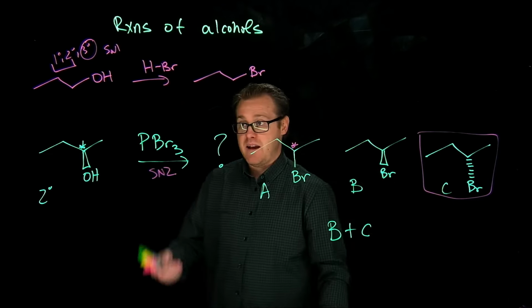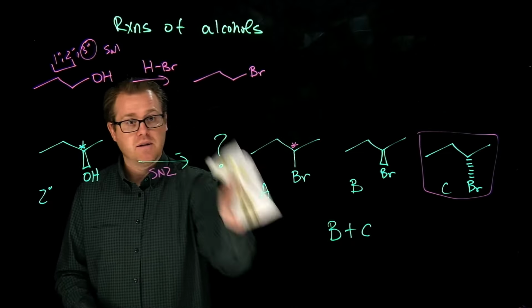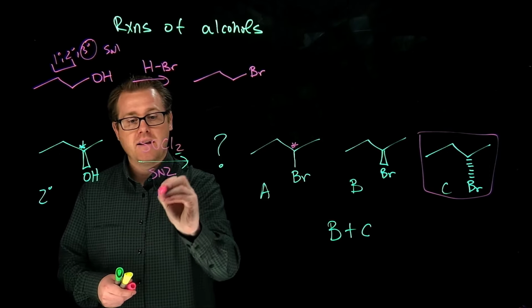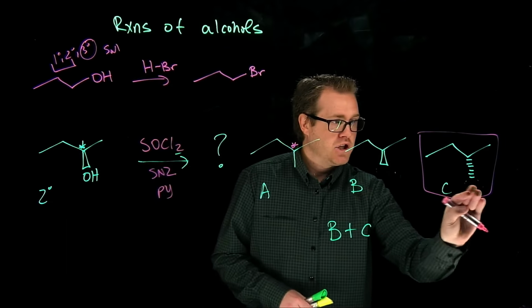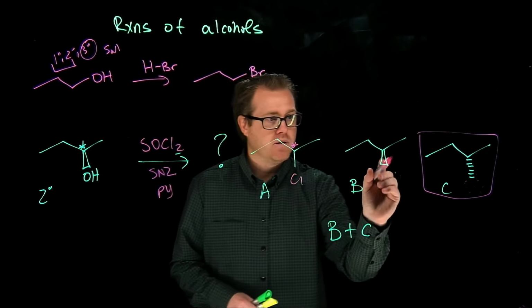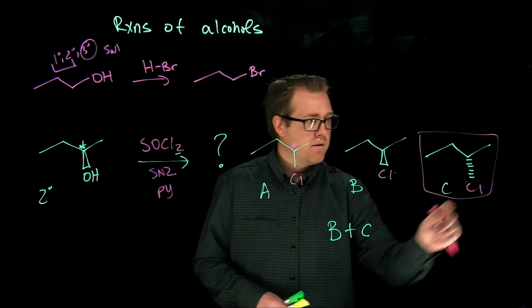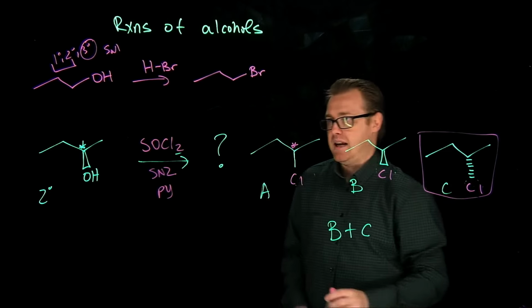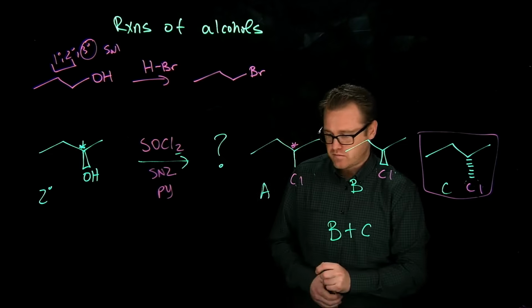You would see that same process if I change these reagents to thionyl chloride. If I changed it to thionyl chloride and some pyridine, the answer choices would change here a little bit. We would just put the chlorine. There's our chlorine, right? What would the answer choice be? It would still only be C because it proceeds by an SN2.